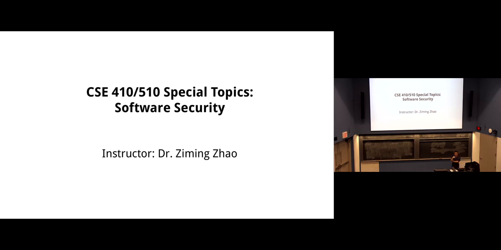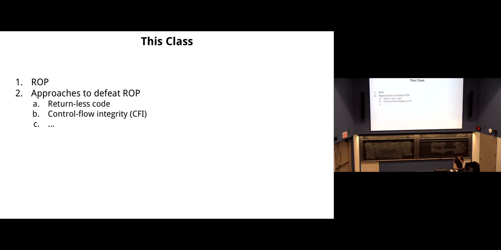So in cache, we move a little bit down to the CPU microarchitecture level to say some very serious vulnerabilities discovered in the last 5 years, actually. OK, so today we keep talking about ROP. Then we also talk about how do we defeat ROP.